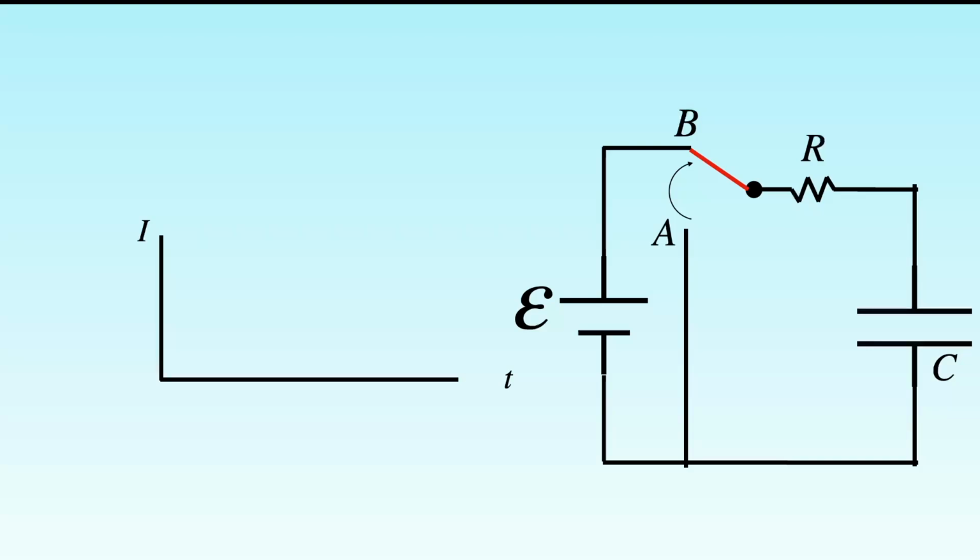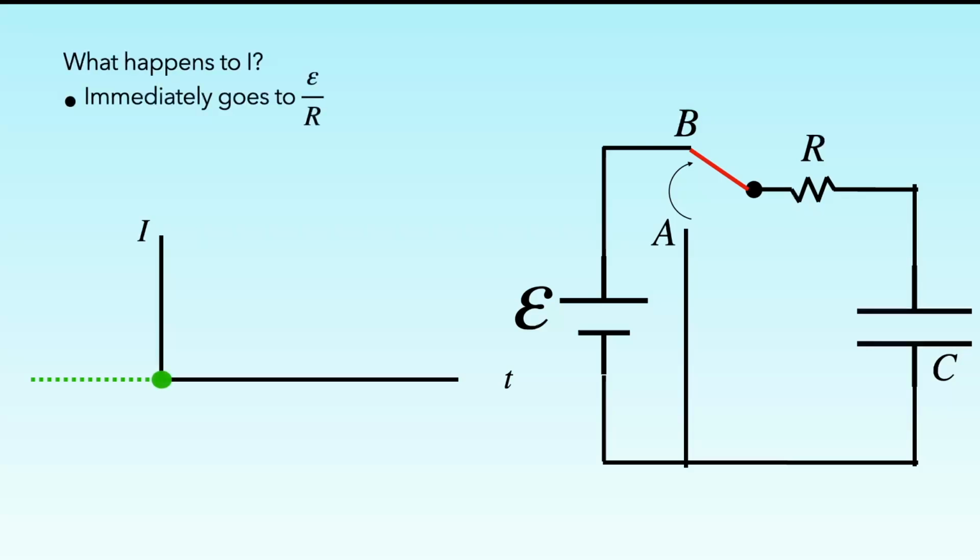What about current? When I switch that, before there was no current. When I switch it, it immediately has a current. Remember why? Because there's no voltage across the capacitor, so all of that E is across the resistor. So there's an immediate change in current. So it immediately goes up to E over R.